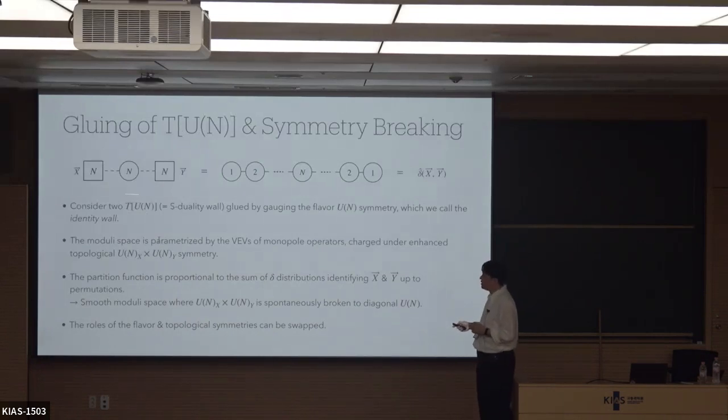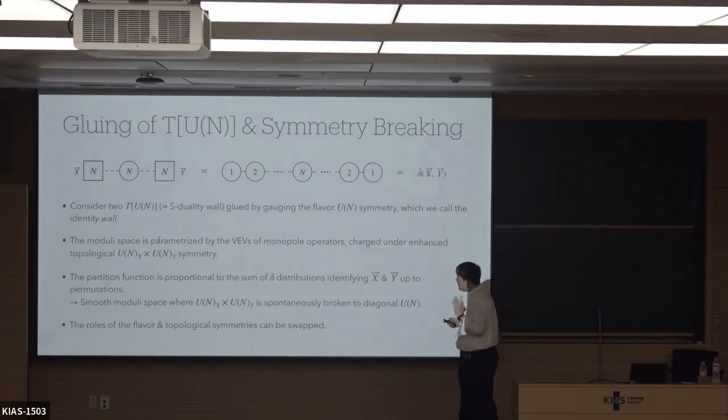Let's consider this T[U(N)] theory glued together, but now without the fundamental field. Previously we considered the two T[U(N)] tails with a single fundamental field, but now I just consider the two T[U(N)] glued together, which looks like this. And this theory has a moduli space parameterized by its monopole operators, which are charged under the enhanced topological U(N)^2 symmetry, as I mentioned. So there are two U(N) symmetries, and in this case, they should be realized as an enhanced topological symmetry.